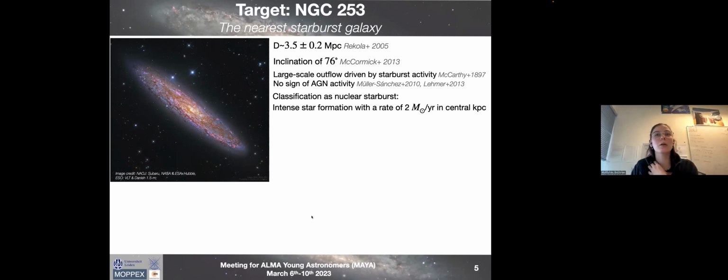So I guess there are multiple questions inside your question. NGC 253 is really considered as a starburst galaxy. The rate of 2 solar masses per year is only in the central kiloparsec. It's not in the whole galaxy, so it's much higher than our own galaxy. That's why it's considered a starburst galaxy.